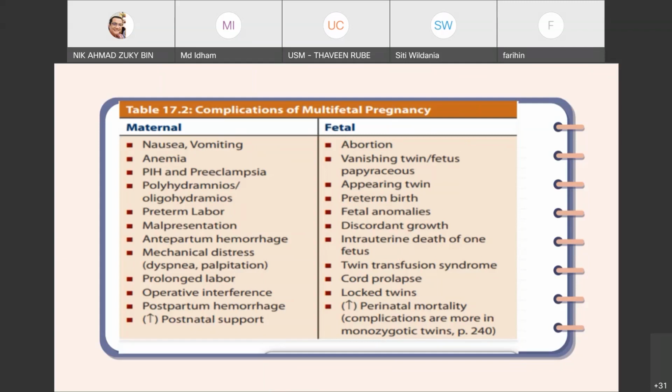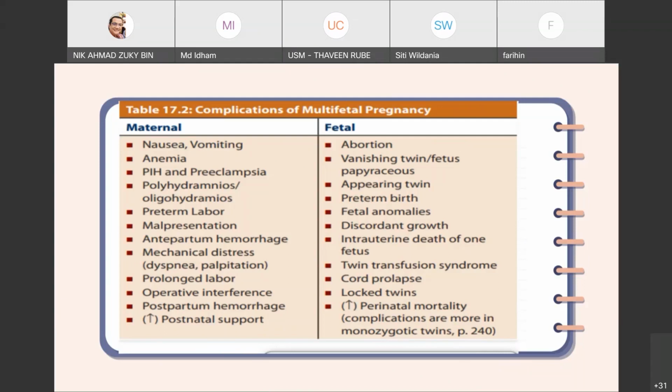And then we have malpresentation, where I think the second fetus will have much more problem with malpresentation. Then antepartum hemorrhage, and mechanical distress because of two babies, then prolonged labor, and then of course operative interference such as C-section or probably forceps delivery. And then postpartum hemorrhage, because in multiple pregnancy the uterus will be over-distended, and it leads to uterine atony, so it can lead to postpartum hemorrhage.